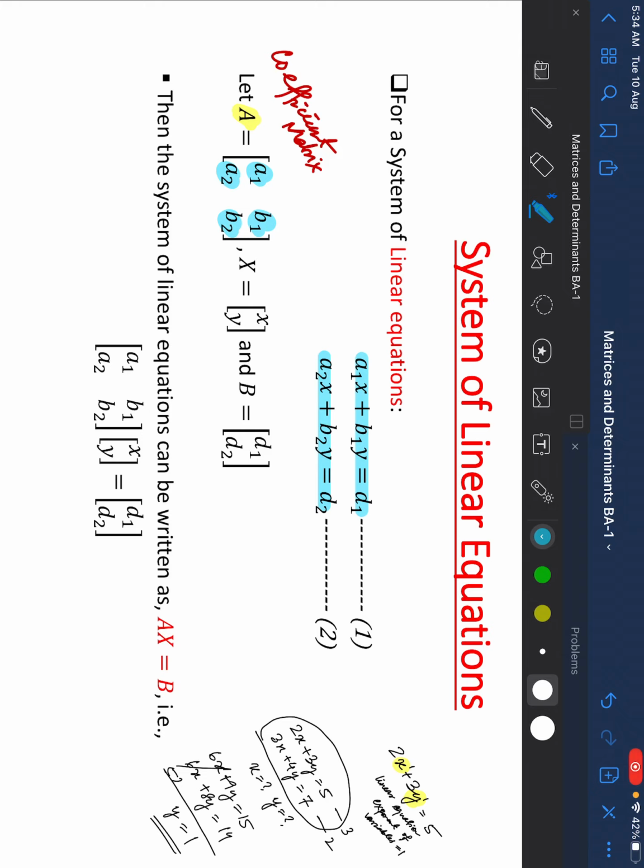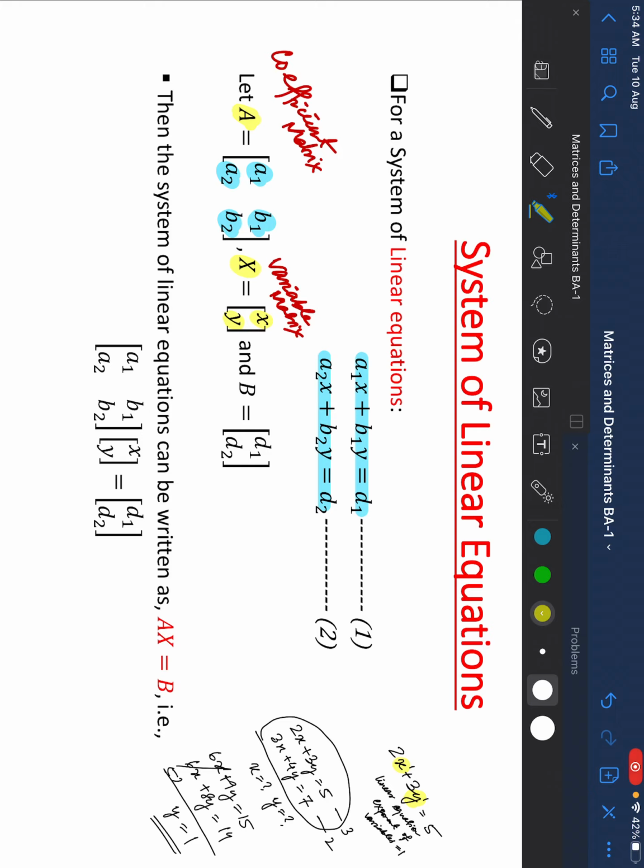Now this capital X, what does it stand for? This capital X stands for the variable matrix. Variable matrix means what? This matrix contains the elements which are variables. So here in these two equations, the variables are what? x and y. So that's why you have the variables in here as x and y, the two variables which we have. So that's why it is known as the variable matrix.